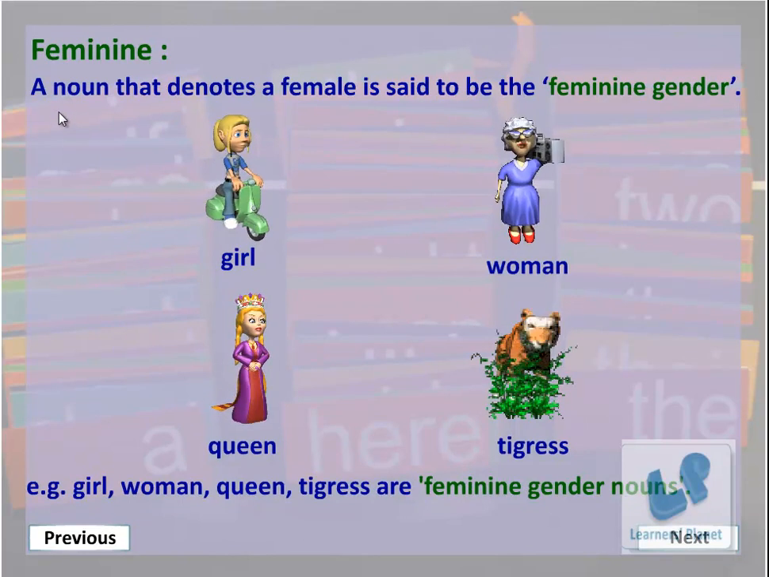Feminine. A noun that denotes a female is said to be the feminine gender. For example, a girl, a woman, the queen, a tigress.